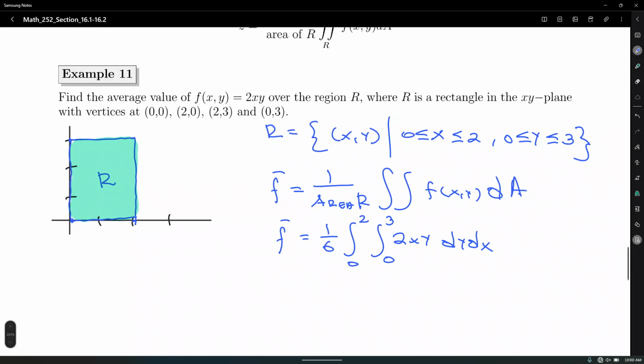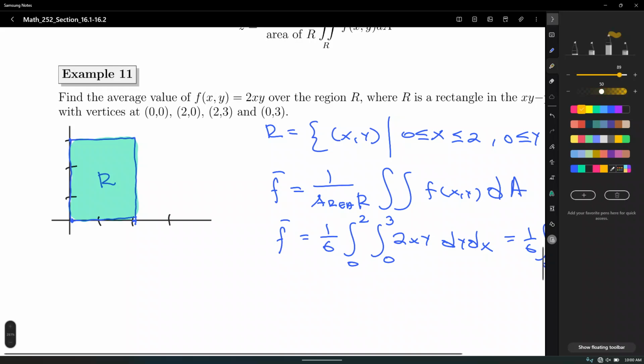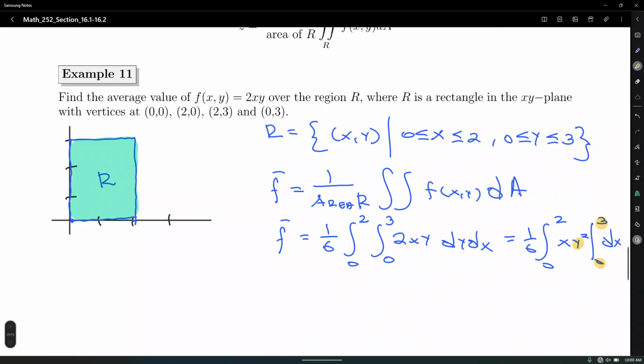This integral is relatively simple to evaluate, but let's go about the process. That'll be 1/6 times the integral from 0 to 2, integrating with respect to y. That's y squared over 2 times 2x, which is really x y squared, from 0 to 3, dx. These limits of integration are simply for the variable y, so be careful when computing the result. So this equals 1/6 times the integral from 0 to 2 of x times (3 squared minus 0 squared) dx.